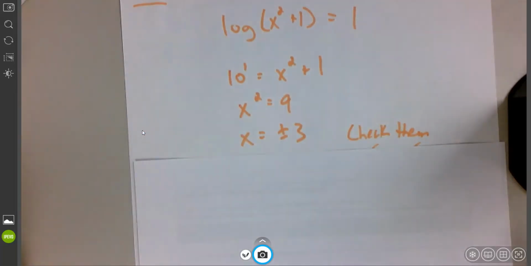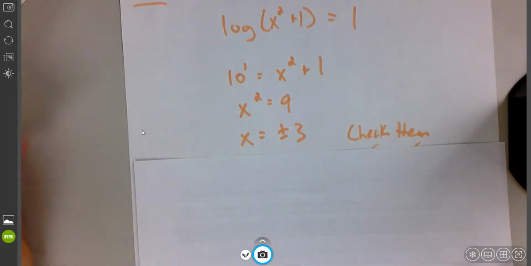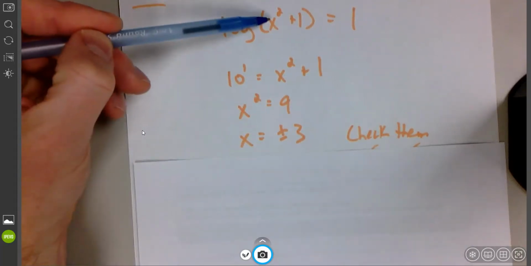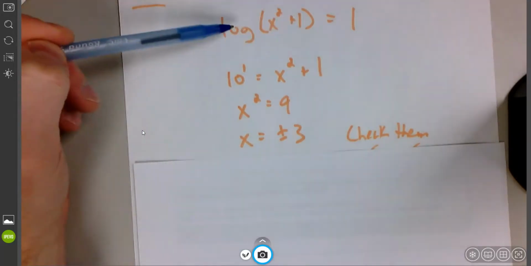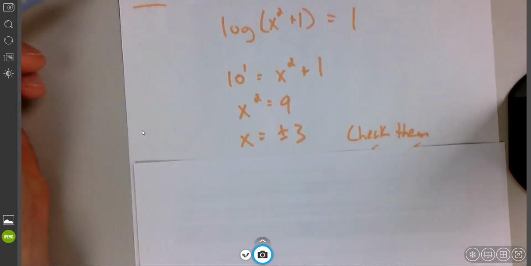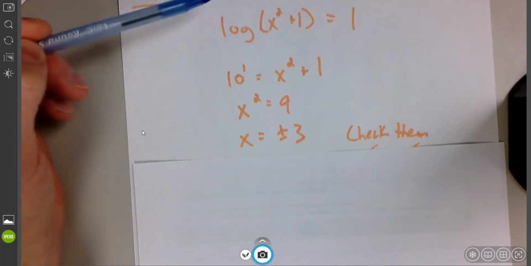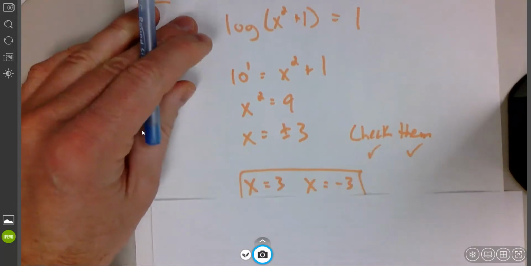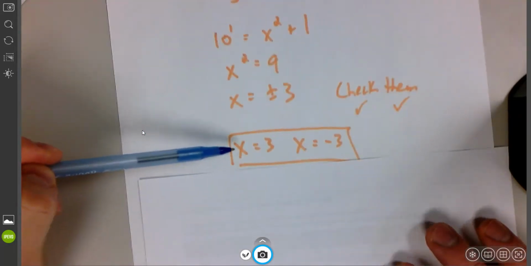We should check them. Okay? It's not just always throw away the negative one. Sometimes they work, and in this case they do. If I come up here and plug in a 3, I would get 3 squared, 9, plus 1, 10. The log of 10 is 1. If I plugged in a negative 3 squared, still 9. 9 plus 1, 10. Log of 10 is still 1. So those actually both work in this instance. We don't have to throw either of them away.